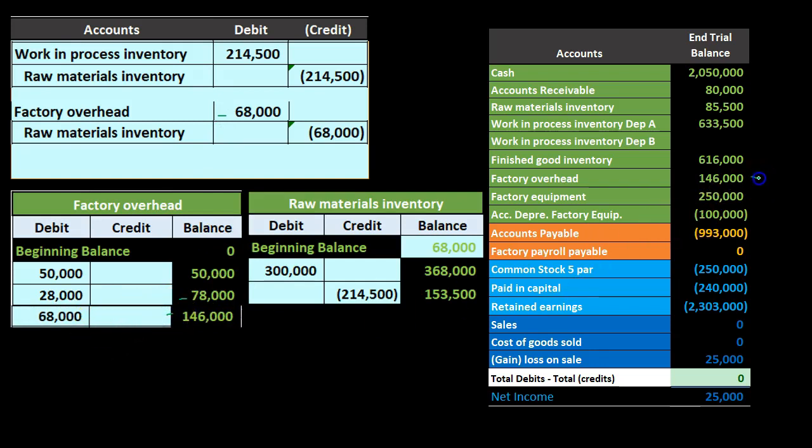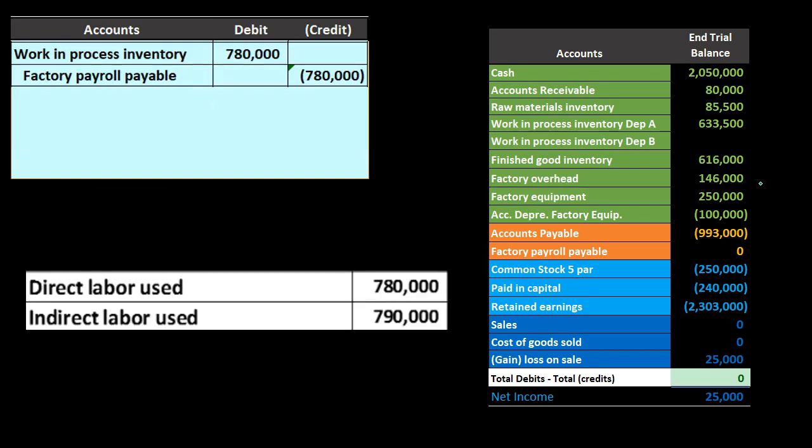So here's our 146 now, and then the raw materials are going to go down from the 153.5 by the 68 to the 85.5. And so the 85.5 is here. We took it out of one inventory, put it into another, not directly into work in process. We couldn't put it there. We don't know which job or which process to go to, and therefore put it into factory overhead, which we will then apply out using some format of estimate.